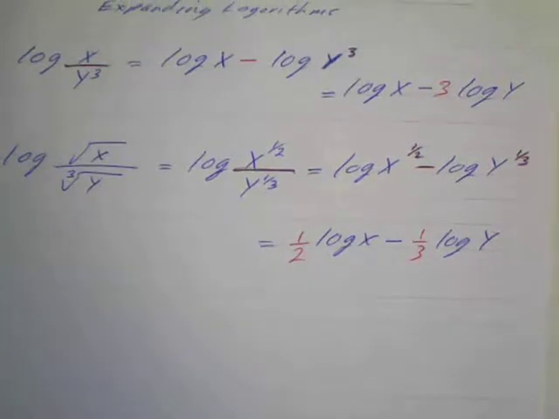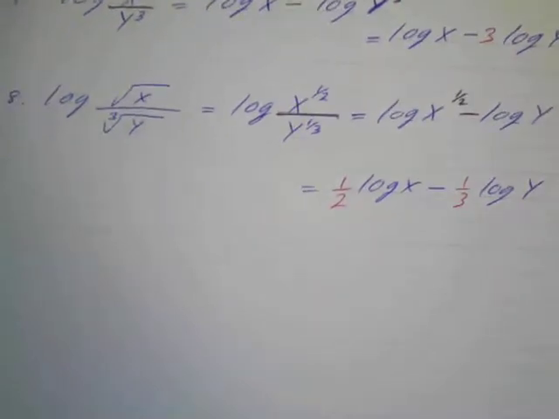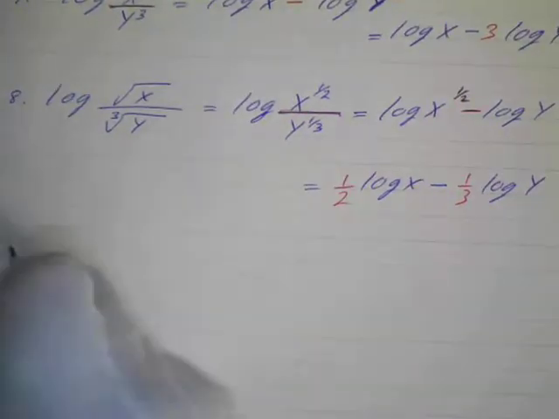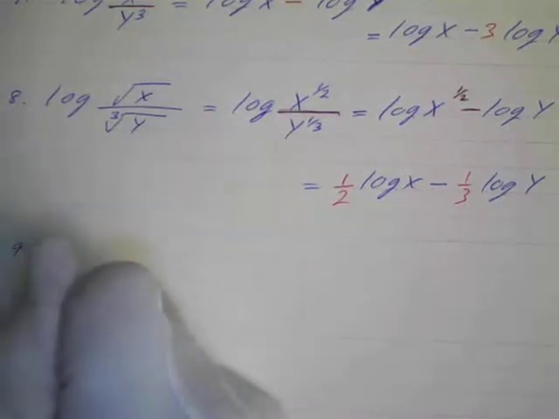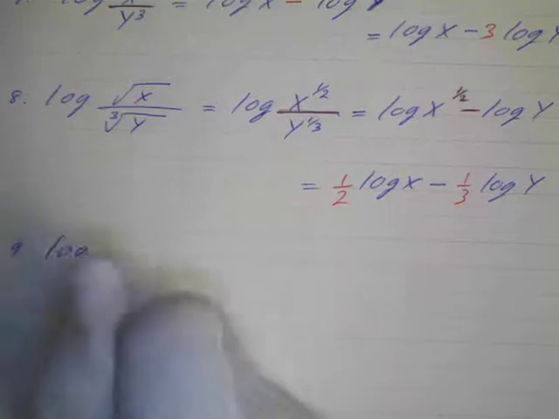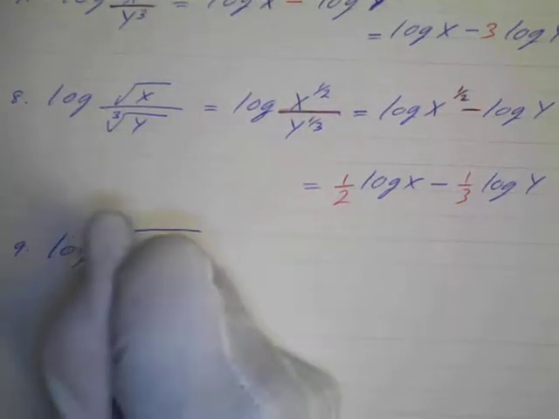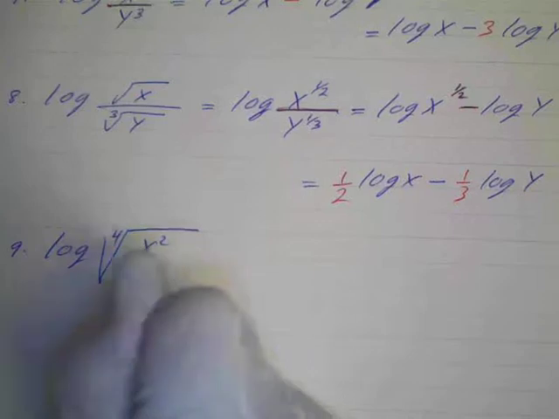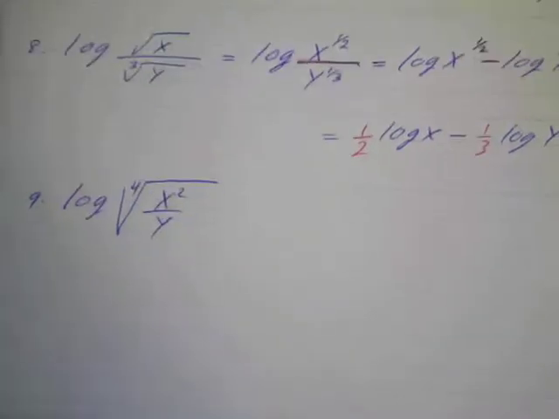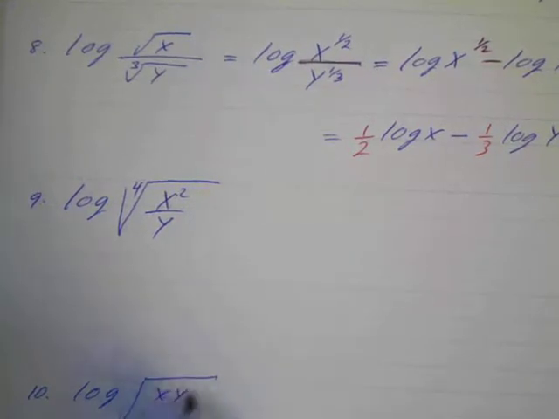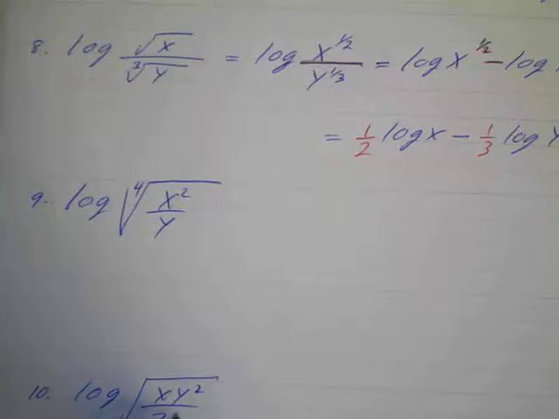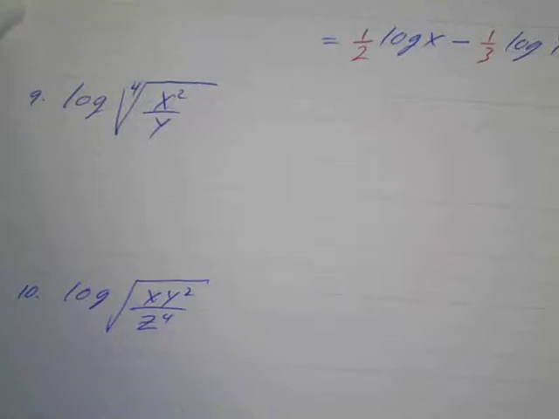Okay, we've got 2 more to do. Let's try number 9: log of the 4th root of x squared over y. And then number 10, leaving myself a little room: log of the square root of x y squared over z to the 4th. Make sure you can see these. So there are your last 2 problems, 9 and 10.